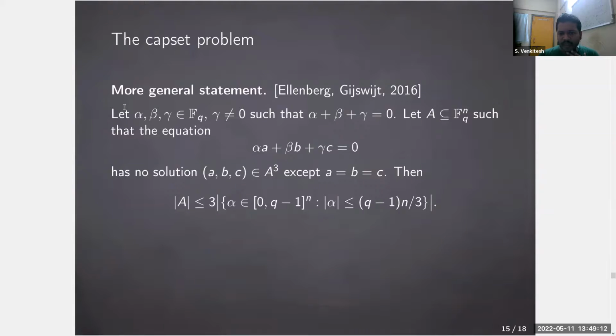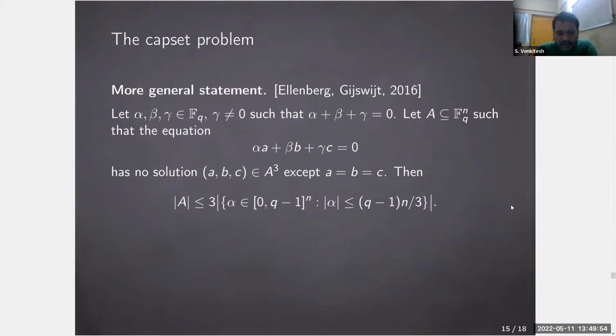A more general statement given by them is the following. Take any three elements alpha, beta, gamma, where gamma is non-zero, such that they sum to 0. And let A be a finite set, such that the equation alpha A plus beta B plus gamma C has no non-trivial solution. The only solution has to be A equal to B equal to C. So if you take alpha equal to 1, beta equal to -2, gamma equal to 1, this is the capset condition.